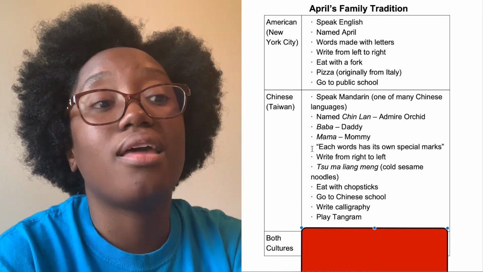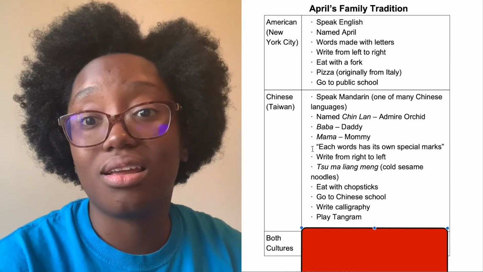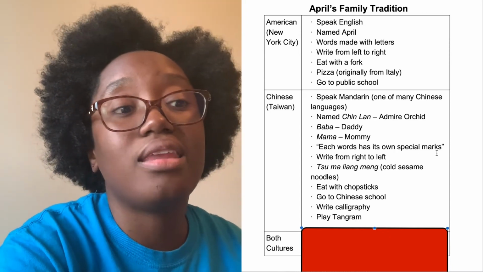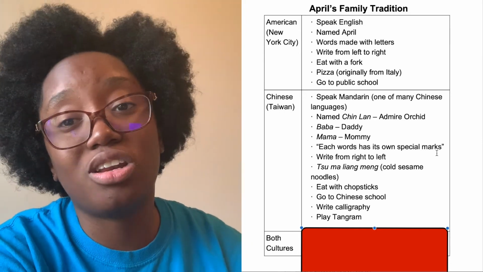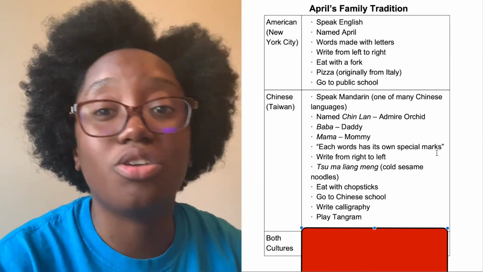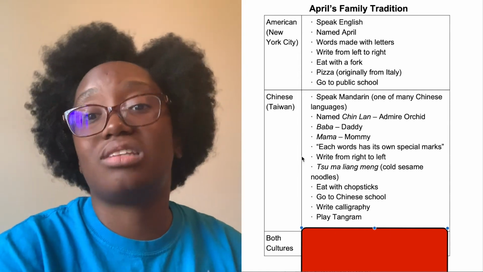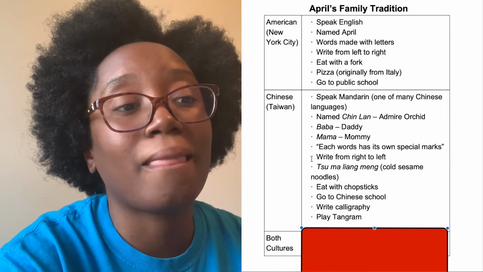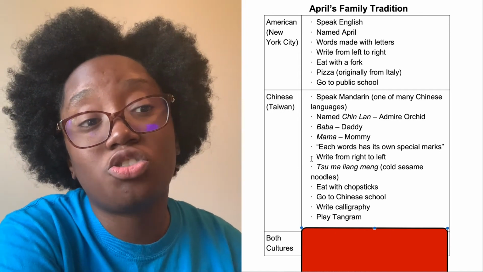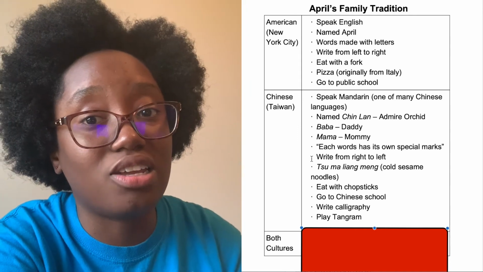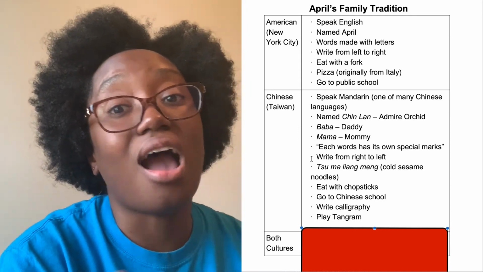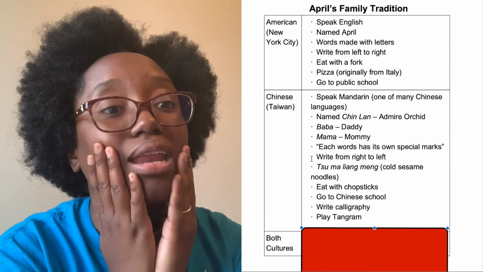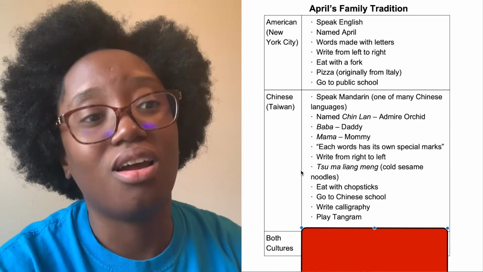All right. And the way they write in Chinese, right? Each word has its own special marks. So they're not like A, B, C, D, E, F, G. You know, they have lines and curves and all kinds of things, okay? And she also doesn't write from left to right when she's writing in Chinese, right? She writes from right to left. So it's the opposite. Oh, that would be hard for me to remember.